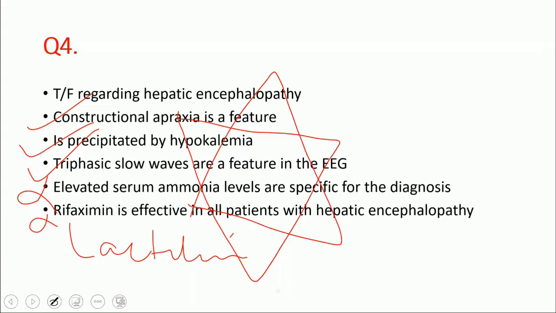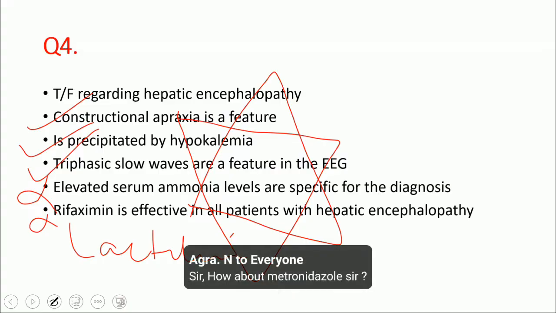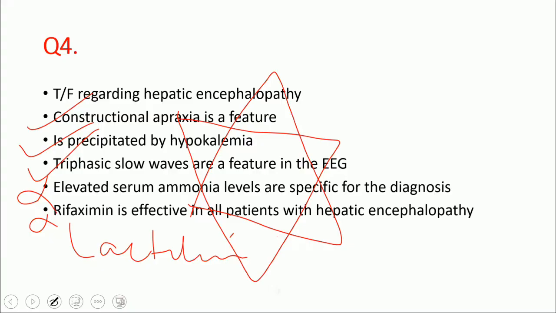Metronidazole is going out of fashion because it doesn't have much benefit.